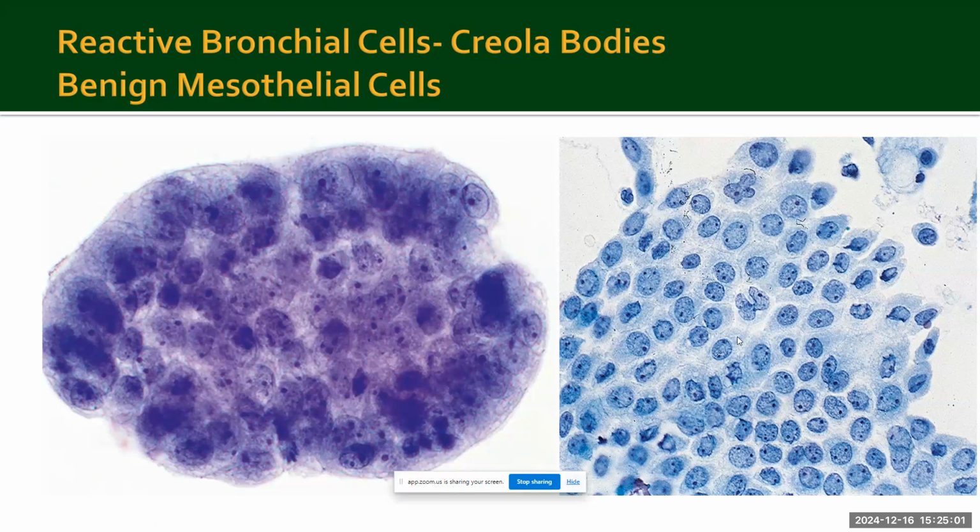The benign mesothelial cells can be highlighted with immunostains like WT1, calretinin, D2-40, and whenever you are suspicious of malignancy, you can add BAP1 or P16, which are lost in malignant mesothelial cells. If they are lost, then you can try doing a FISH for CDKN2A or P16 deletion.